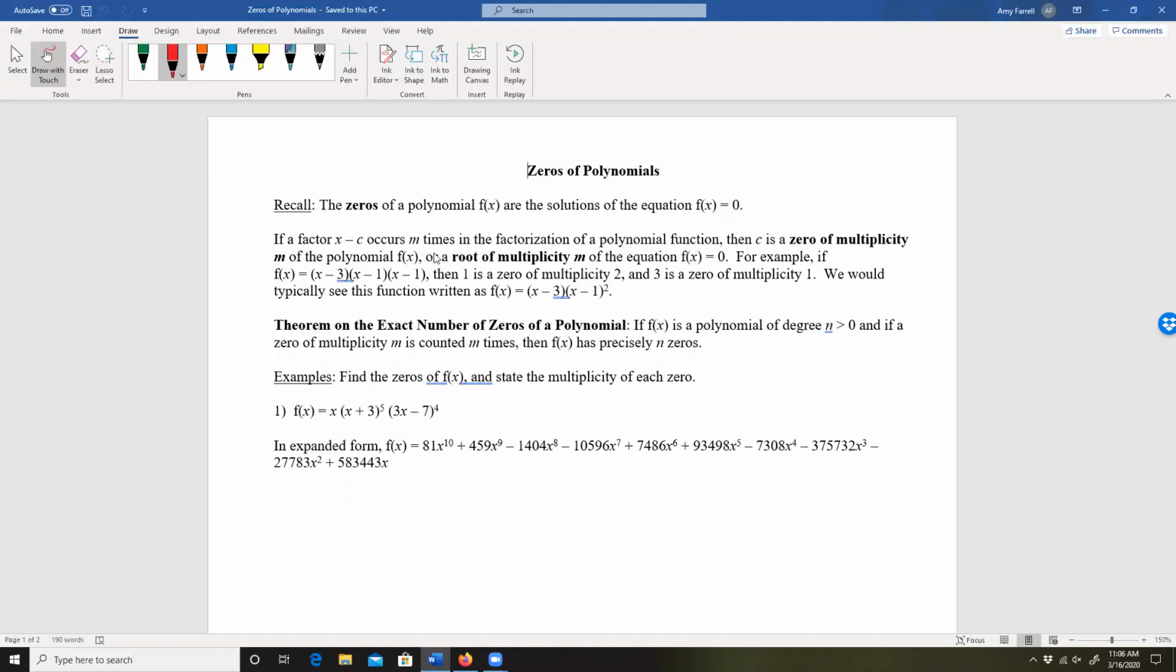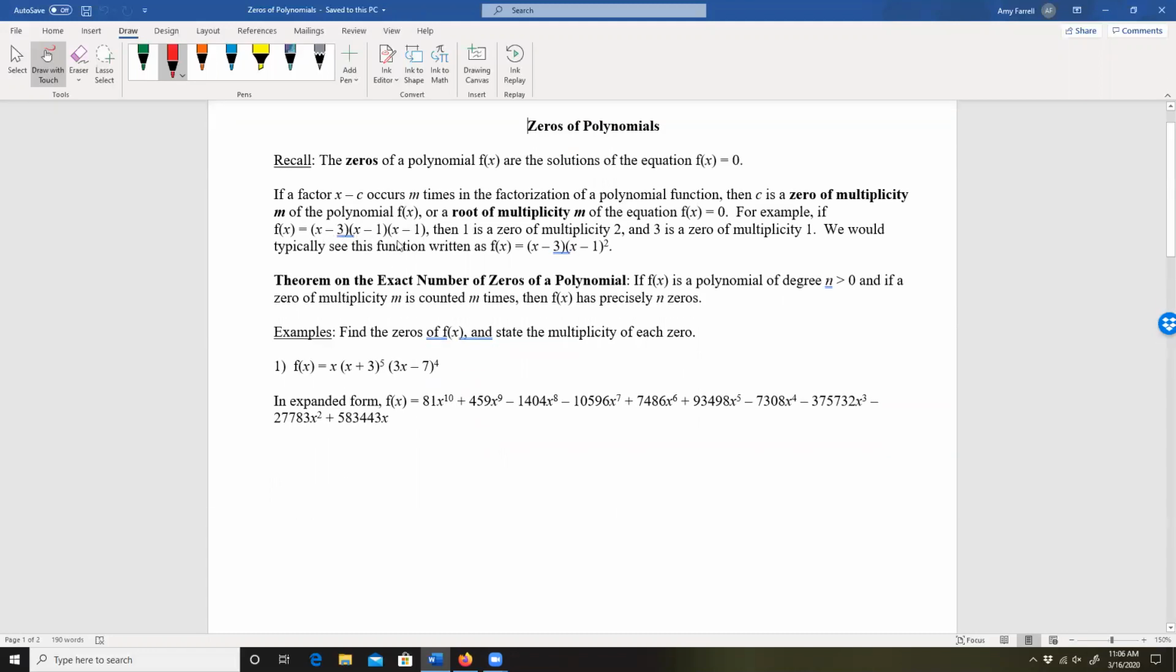Also, in that video, it was discussed what multiplicity is. So you can read through this yourself, but basically if we have a factor that appears more than once, then when we set that factor to 0, we would say that 0 has multiplicity however many times that factor appears. So for example, if you had the polynomial function f of x equals x minus 3 times the quantity x minus 1 squared, the zero of 1 would have multiplicity 2.